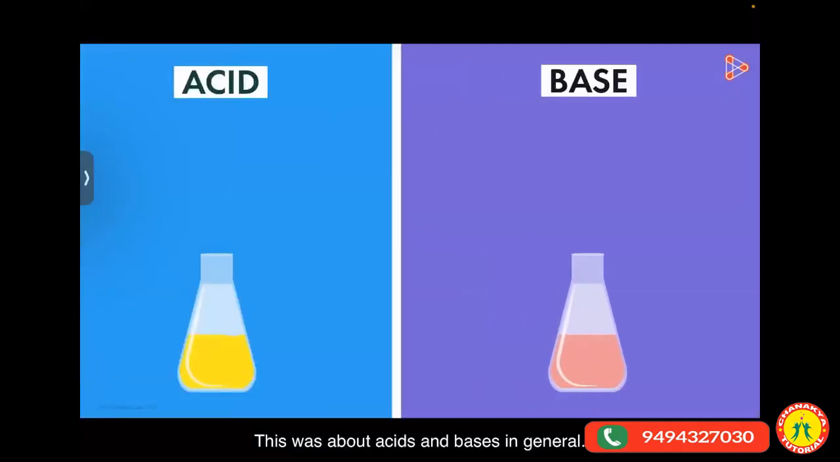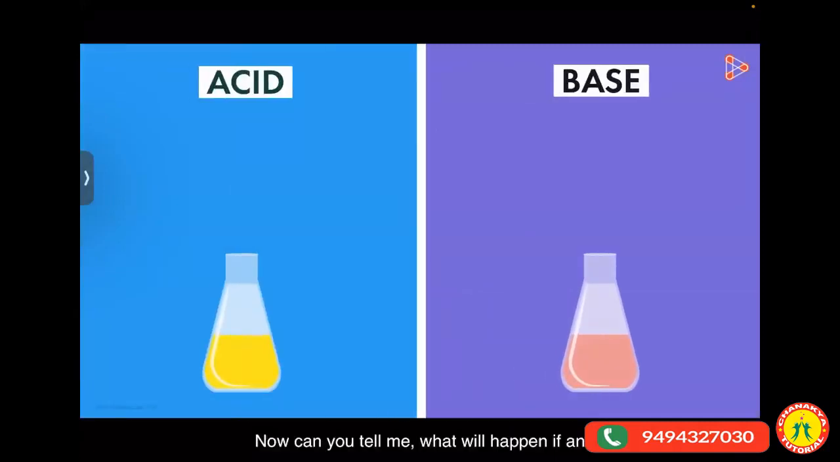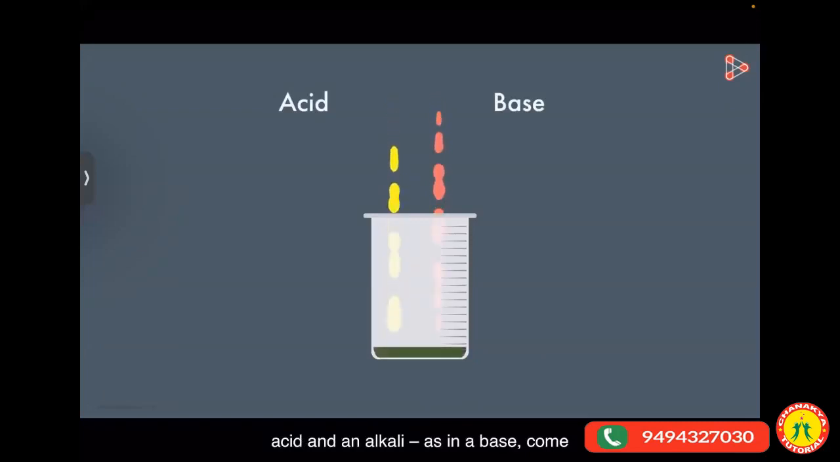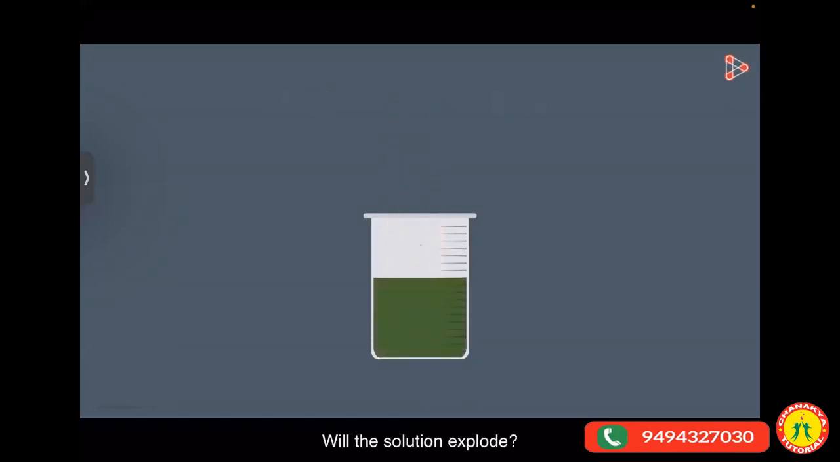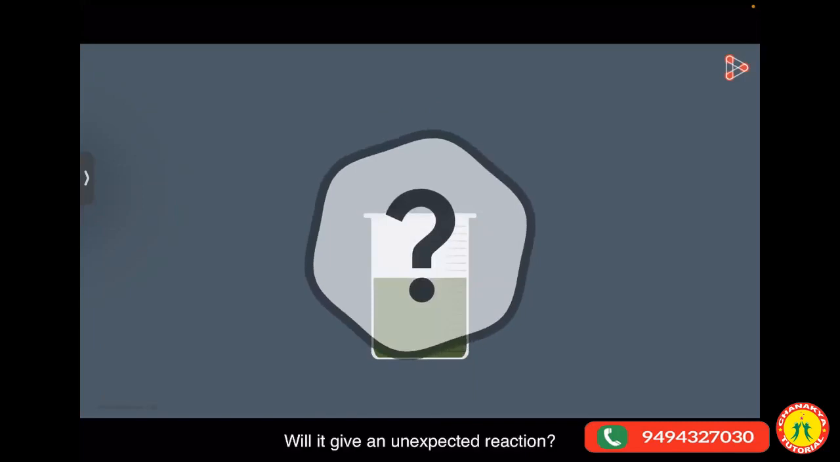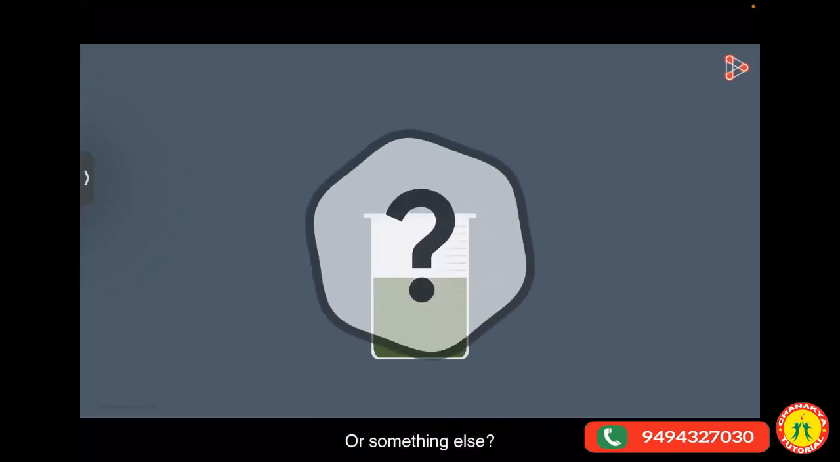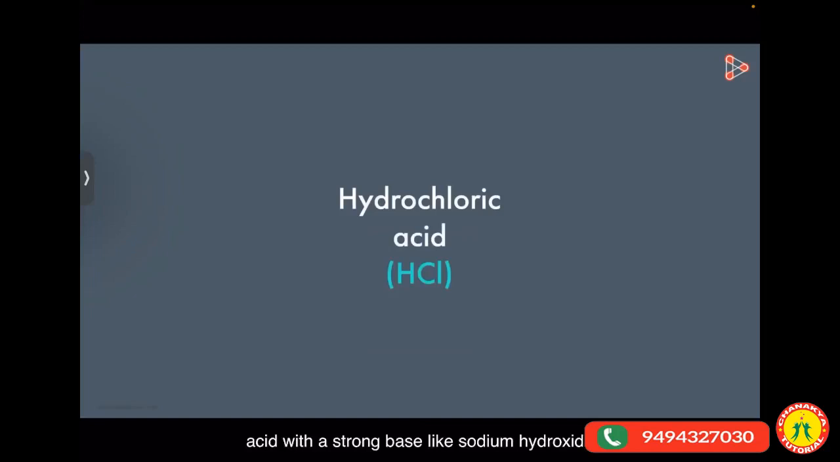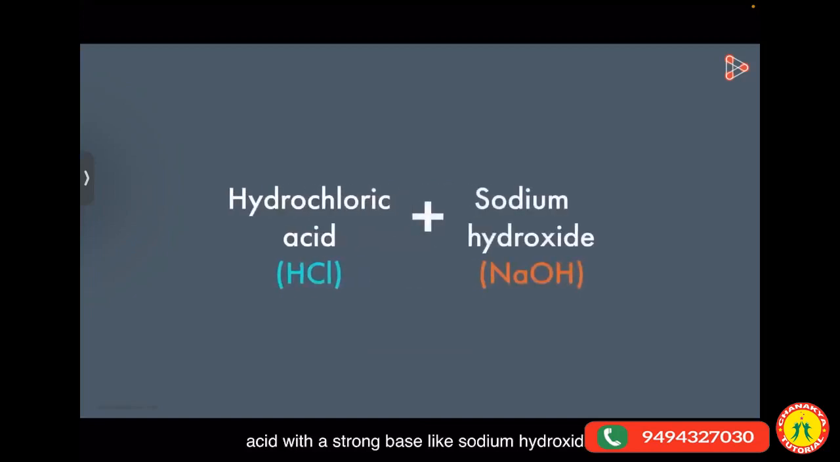This was about acids and bases in general. Now can you tell me what will happen if an acid and an alkali, as in a base, come together? Will the solution explode? Will it give an unexpected reaction or something else? Well, it is something that we already know. Imagine we mix a strong acid like hydrochloric acid with a strong base like sodium hydroxide. What will be the result then?